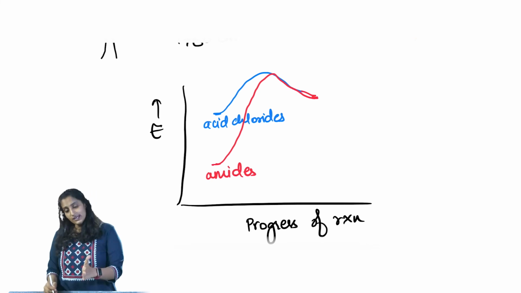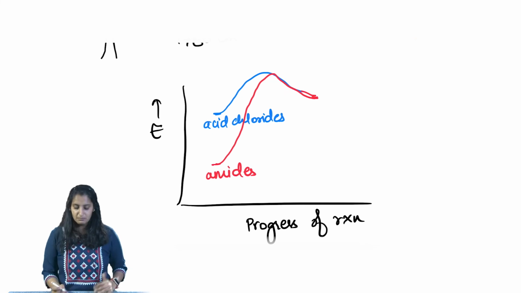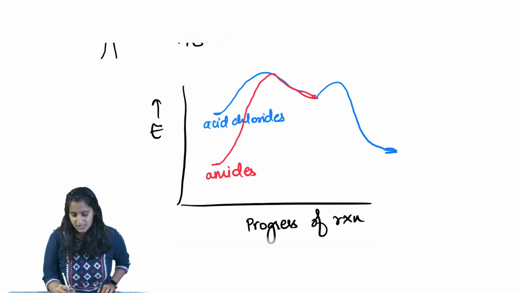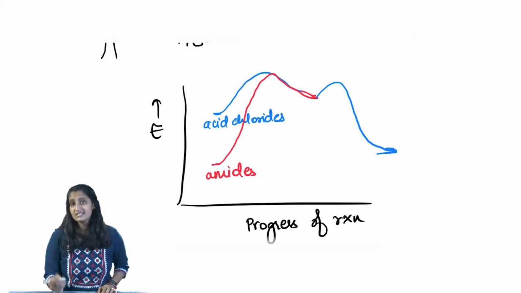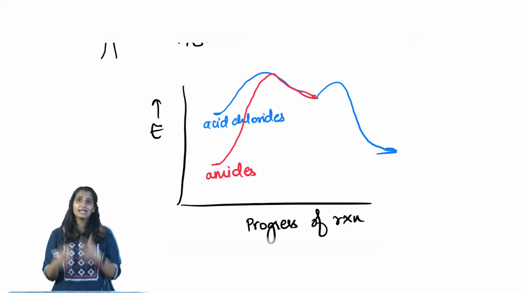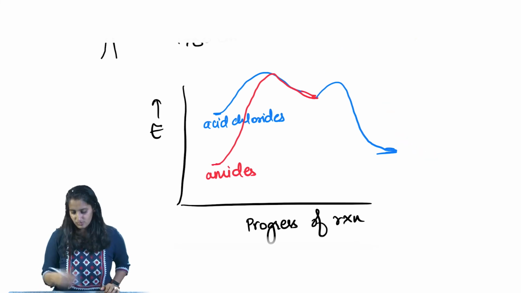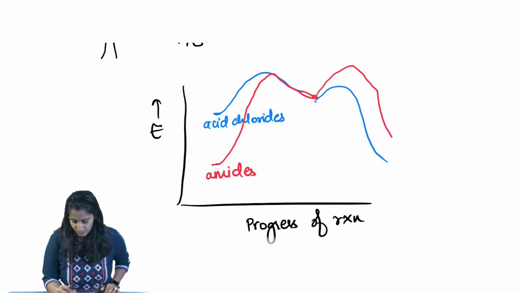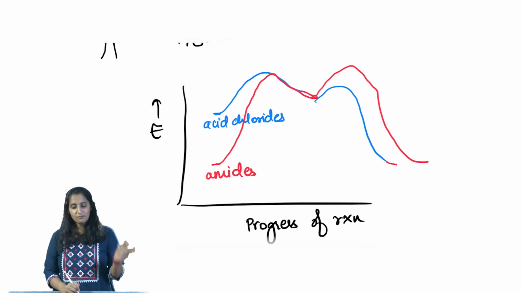Not only in the addition step, but also in the elimination step after the intermediate is formed, acid chlorides have a much easier leaving group and you form the product, whereas in the case of amides, because NH2 minus is a terrible leaving group, you have to imagine that it is even higher. So, amides can sometimes have the elimination step higher than the first peak, I will just put it like this. Both of them end at the same place, but with a very different route of the reaction.